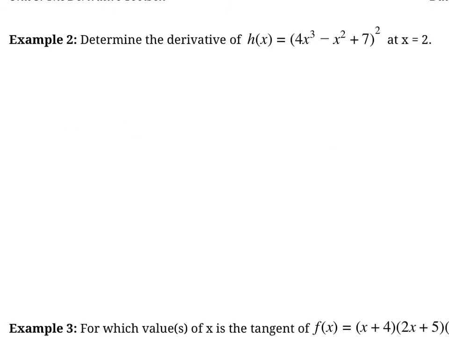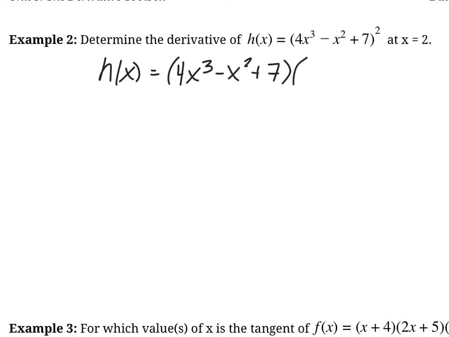So here we're asked to find the derivative of h of x at x equals 2. What's different about this function h of x? Well, you'll notice it's a function and it's all squared. So how can we deal with this? We're going to learn a few tricks later to deal with this, but now let's just try using our product rule.